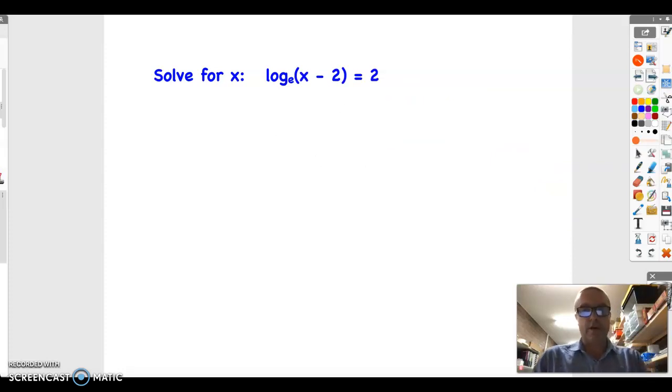Here's our second equation for today. Not a terribly complex one, and I'm going to let you pause the video and give you time to solve that on your own.